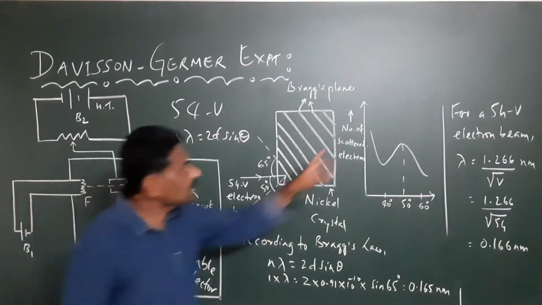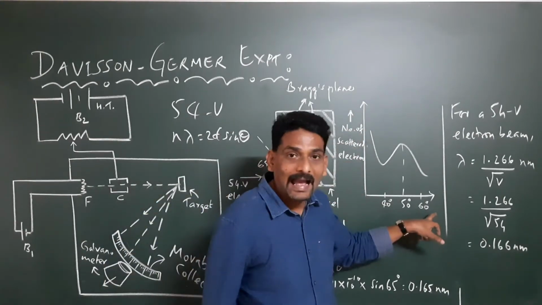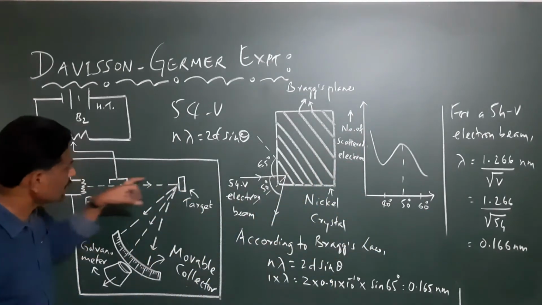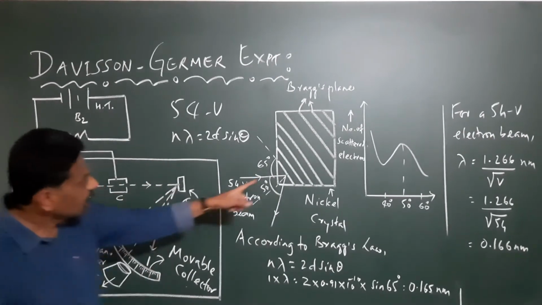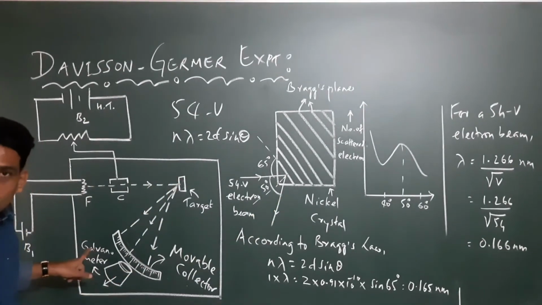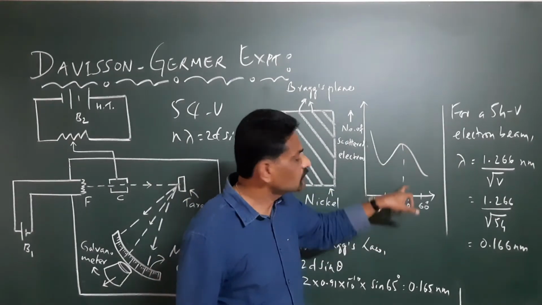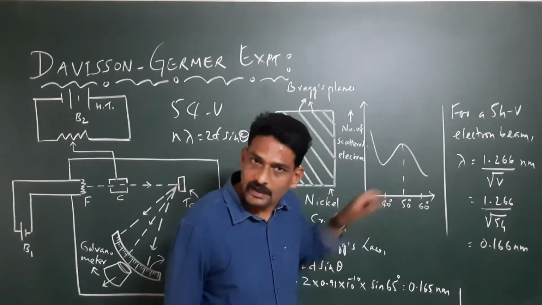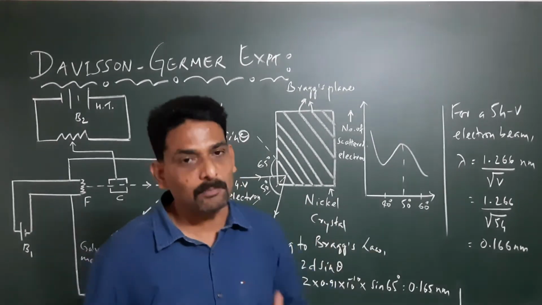The same is shown in terms of a graph here: the number of scattered electrons and the corresponding angle between the incident light and the scattered light. For an angle of 50 degree, they observe the maximum deflection in the galvanometer. Now we try to apply the de Broglie hypothesis.